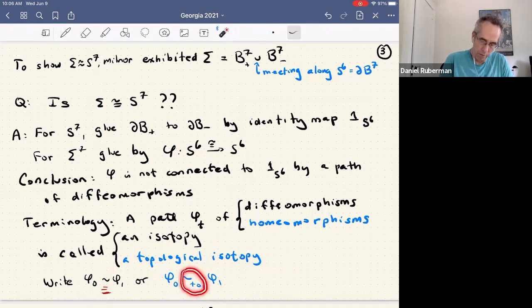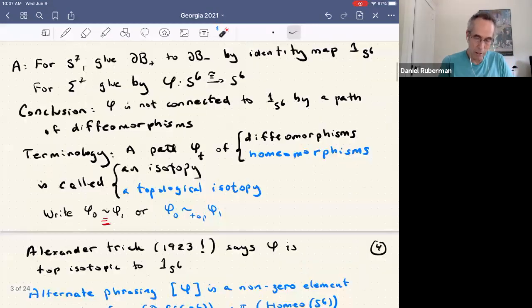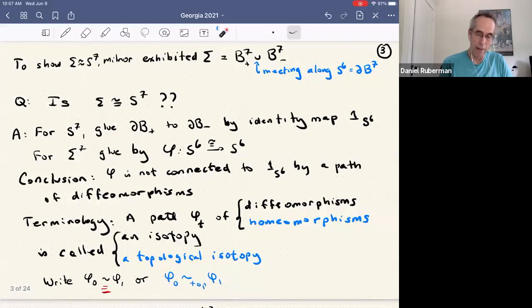And if I want to say the isotopy consists only of homeomorphisms, that would be a topological isotopy. Those of you who are newish to the subject might wonder whether that path itself has to be smooth in t, and the answer is no. But that's a kind of subtle fact. Okay, well, that's an interesting fact about that.